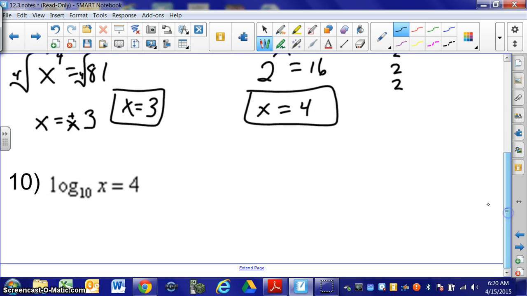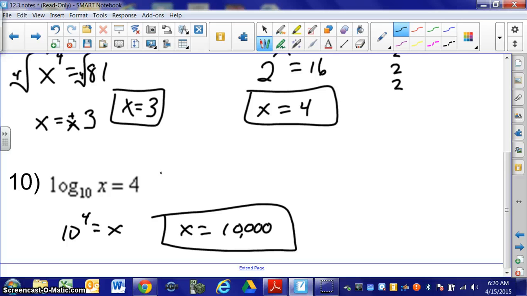Alright, not so bad. See if you can figure out how to solve for x in number 10. Please put me on pause. Okay, 10 to the 4th equals x, and 10 to the 4th is a 1 with 4 zeros after it, which means our answer is 10,000. Log base 10 of 10,000 equals 4, because 10 to the 4th equals 10,000.